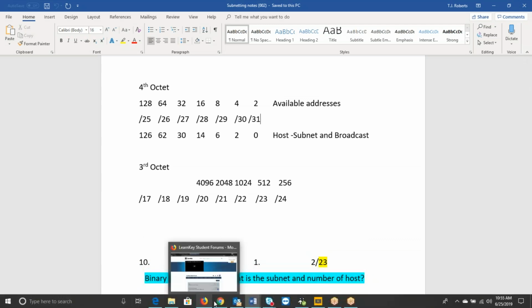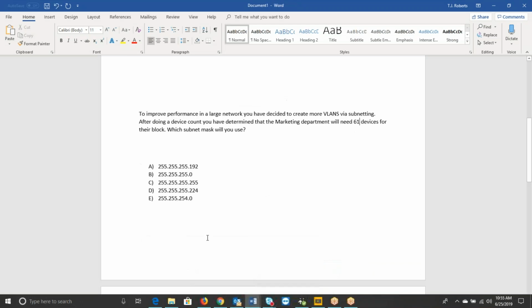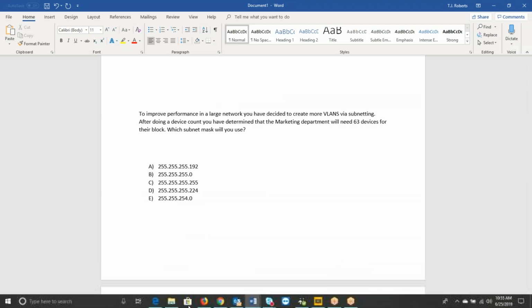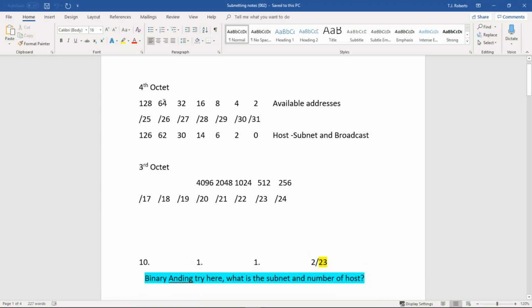Actually, let me come back. I did that wrong. 63. Right? So if I have 63 devices that I need now, and I come up to this chart, you can see that a /26 is going to give me 64 devices, but it's only going to give me 62 hosts.